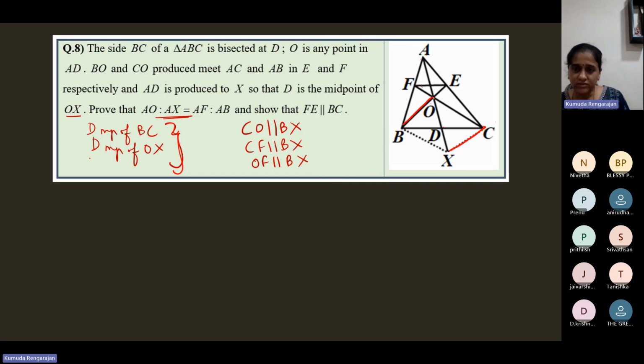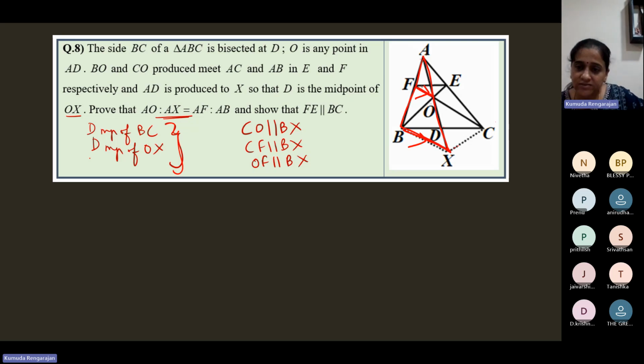Now, BO produces BE, right? Now, you don't take BE. Take only that little portion OE. Take only this little portion OE. So, OE is also parallel to XC. Here also, we took only that little portion. We didn't take the whole thing. See, here also, BX parallel to OC. Okay, so the OC is produced. So we have OF also there. We took OF parallel to BX, and that is in this triangle ABX.